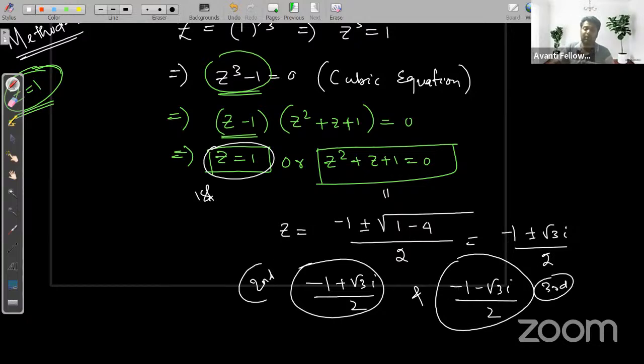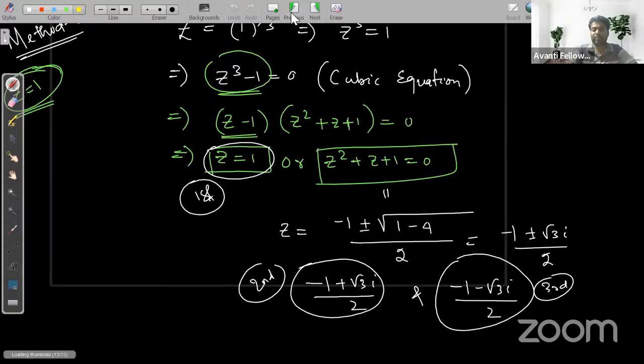So now we got the three roots of the cubic equation z³ − 1 = 0. This is the first method to find the cube root of unity. Now we are discussing another method. What is the second method? Now we'll use de Moivre's theorem to find the cube root of unity. So method 2.